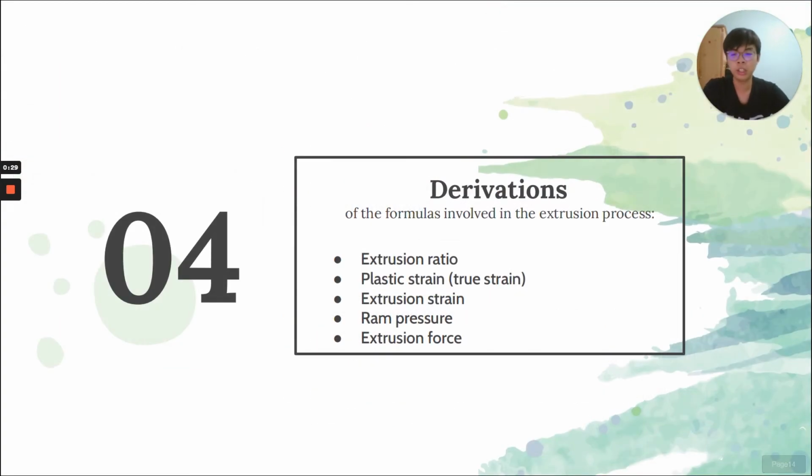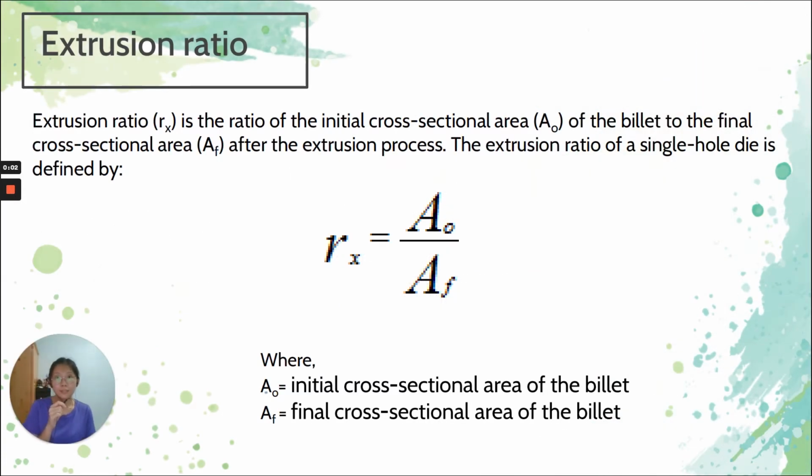The next part in our presentation slide is the derivation part, which covers the formulas involved in the extrusion process, for example, extrusion ratio, plastic strain, extrusion strain, ram pressure, and extrusion force. The calculation of extrusion ratio can be defined by the ratio of the initial cross-sectional area, A0, of the billet to the final cross-sectional area, AF, after the extrusion process, where extrusion ratio Rx is equal to A0 over AF.